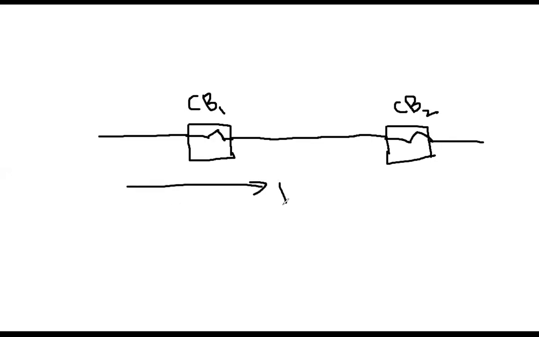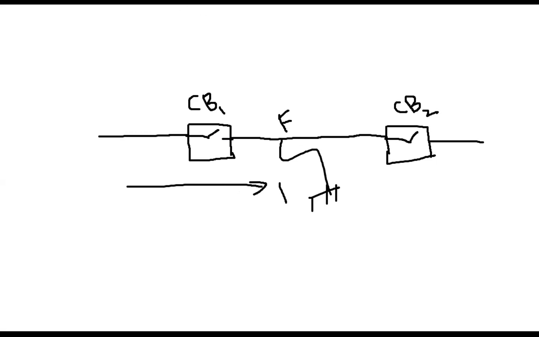So what happens once there is a fault in the system, for example, some fault happened here along the line? This is the fault point. What will happen? These circuit breakers will open immediately, so that the faulty part is disconnected from the rest of the network. That is the function of the circuit breaker.